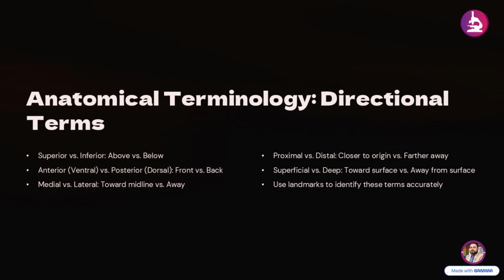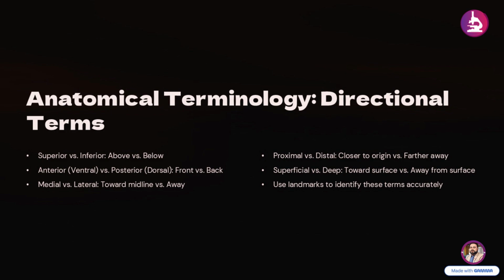Frontal plane designations. The anterior-posterior, ventral-dorsal axis describes front-to-back relationships. Anterior refers to the frontal aspect, as seen in the sternum's position relative to the heart. Posterior indicates dorsal positioning, exemplified by the vertebral column's location behind the abdominal organs. These terms prove particularly valuable when comparing organ positions or describing surgical approaches.